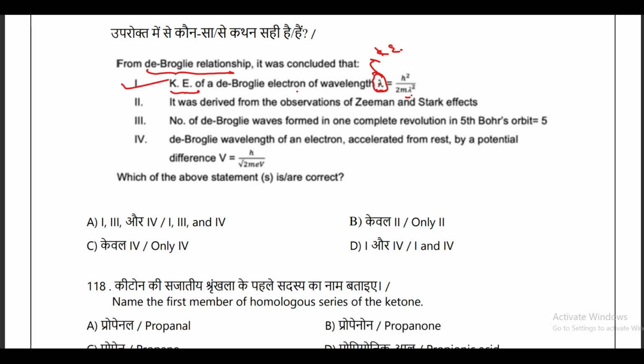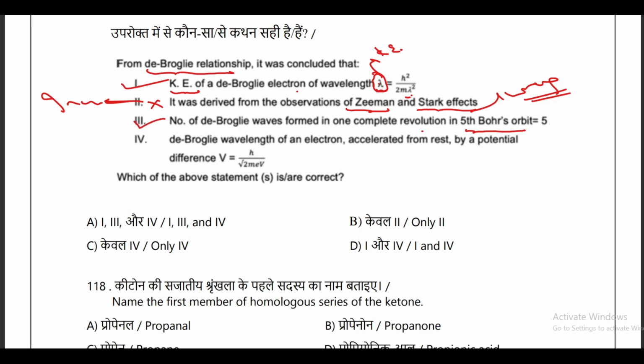Okay, second is de Broglie relationship, so it was derived from the observation of Zeeman and Stark effect. So this is an incorrect option, wrong option. Next, number of de Broglie waves formed in one complete revolution in fifth Bohr's orbit is equal to 5. So this option is also correct.